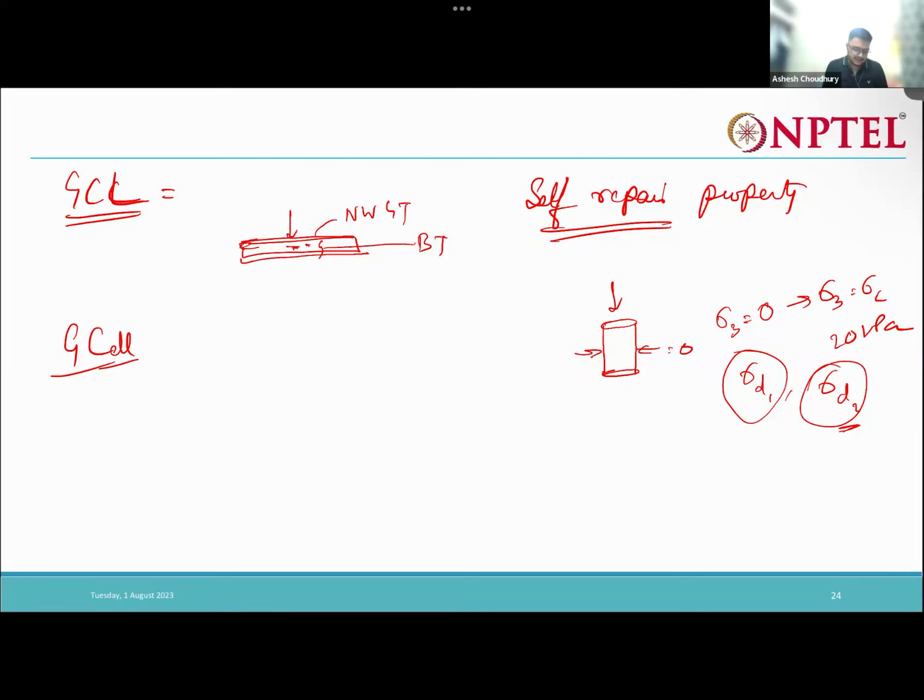All right. And yeah, the last is geocomposite. Geocomposite we have already discussed. Using more than one type of geosynthetic material together will form a geocomposite. Okay, such as a geonet with geotextile, a geogrid with geotextile, and so on.